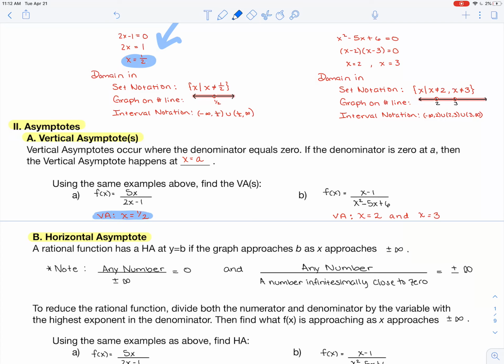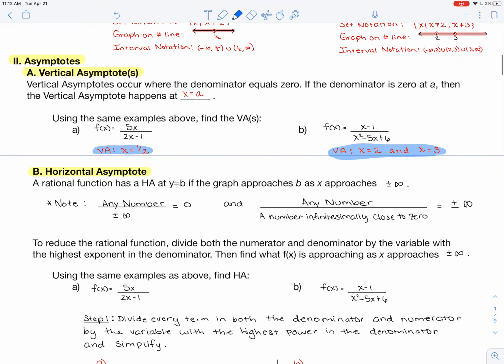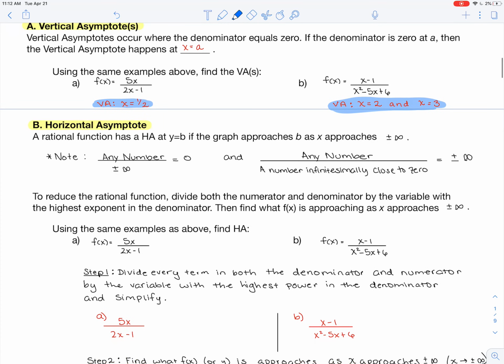Okay, for part A. Now remember that vertical asymptotes are equations of lines. We can't just write a half, because a half is a number, it is not a line. So we must write x equals a half. For part B, we're doing the same thing. We already found where the denominator equals 0. I'm just going to highlight that so you can see. And that is at x equals 2 and x equals 3. And those become the equations of our lines for the vertical asymptotes.